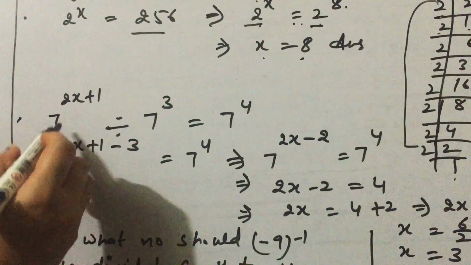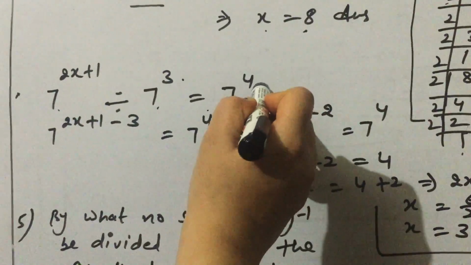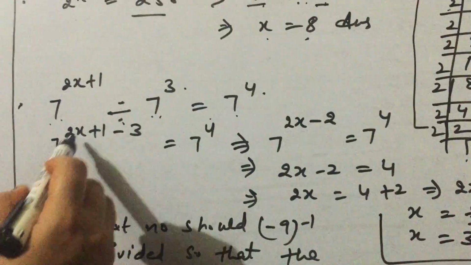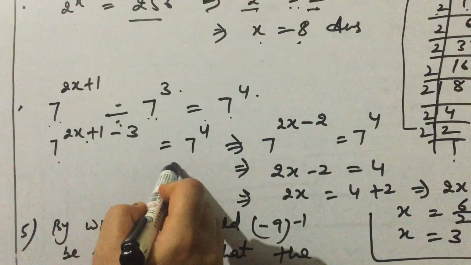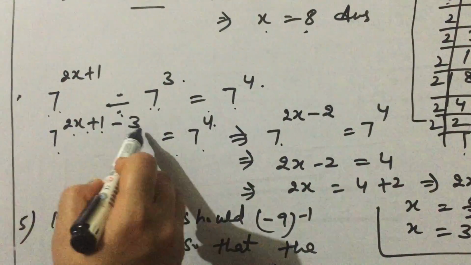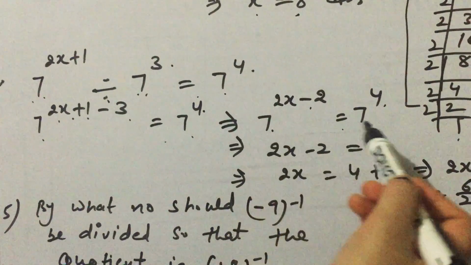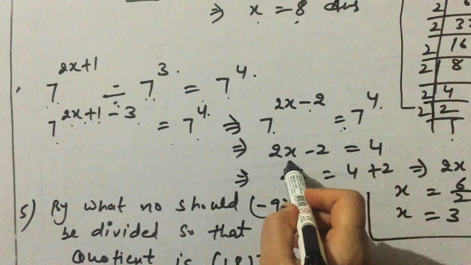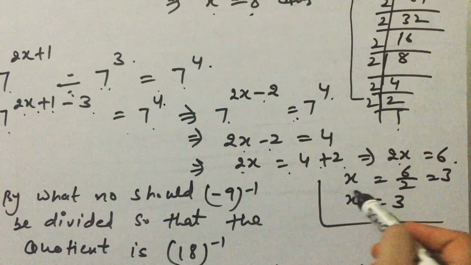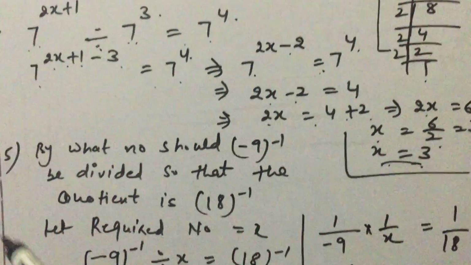Next question, 7 raised to power 2x plus 1 divided by 7 raised to power 3 equal to 7 raised to power 4. Now the base is the same, the divide sign is here, the power will be minus. 7 raised to power 2x plus 1 minus 3 equal to 7 raised to power 4. 7 raised to power 2x, 1 minus 3 is minus 2, so 2x minus 2 equal to 7 raised to power 4. The base is the same, the equal sign is here, the powers will be equal, 2x minus 2 equal to 4. So 2x equal to 4 plus 2, 2x equal to 6, x equal to 6 divided by 2, x equal to 3. So the value of x is 3.